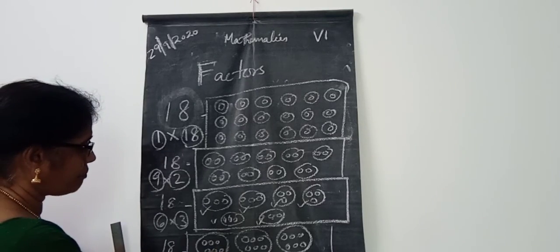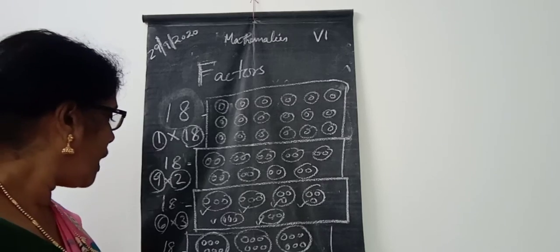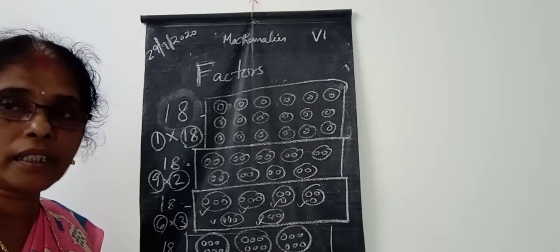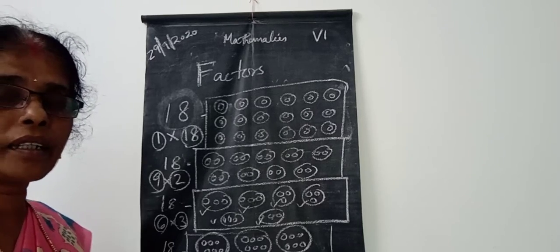And again I decide another way. I gave 6 sweets to each child. Then how many children will get those sweets?